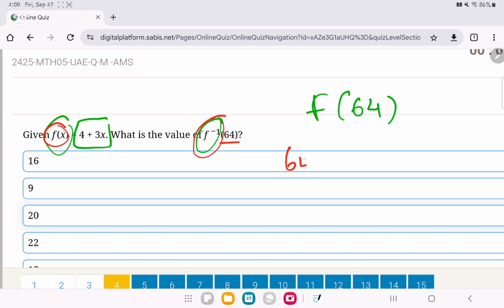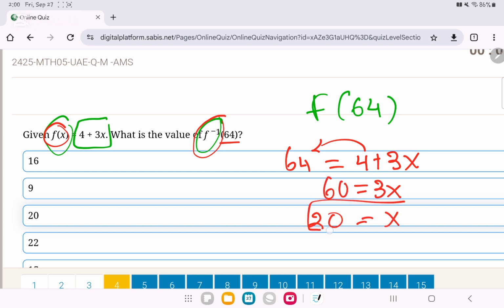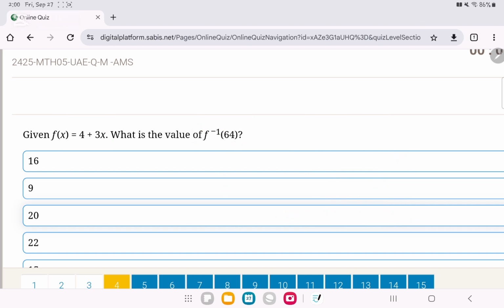So now it becomes 64 is equal to 4 plus 3x. Move 4 to the other side. 60 is equal to 3x. x is equal to 20. So the value of f inverse of 64 is 20.